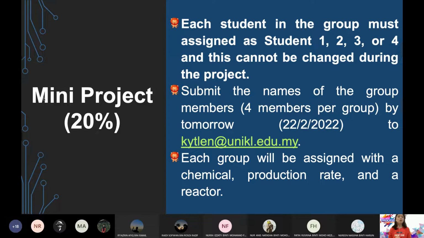Okay, so each group, I will tell you the type of reactor. You have different types of reactor. I will tell you the reactor type, the production rate, and also the chemical that you will have to design for.